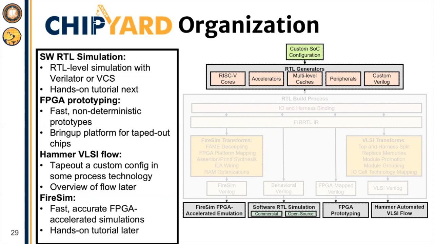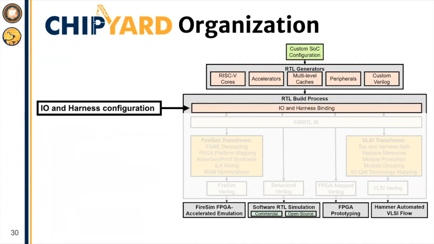Okay, but what's actually connecting these two components? We have these generators emitting our hardware design, and we have these end flows, which all need to do something relatively custom and flow specific. So there are these final two steps that Chipyard integrates before it calls out to the end flows. And the first step is this thing called I/O or harness configuration.